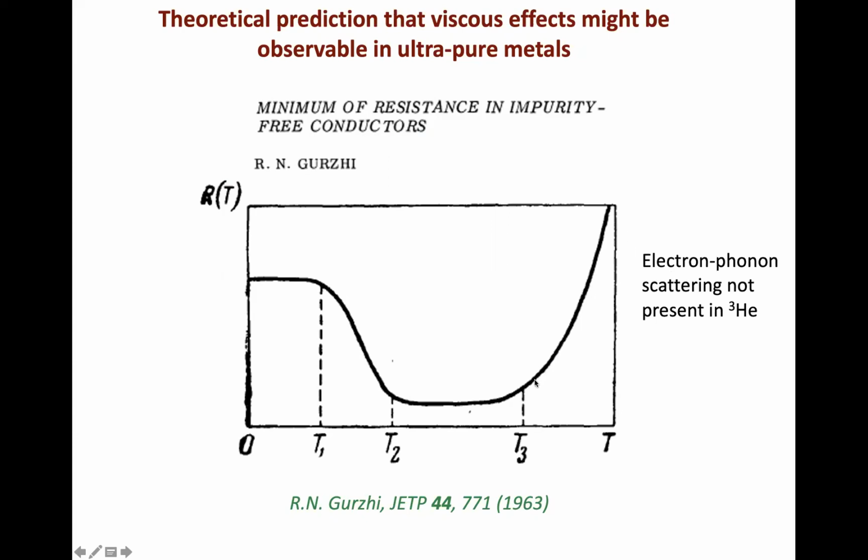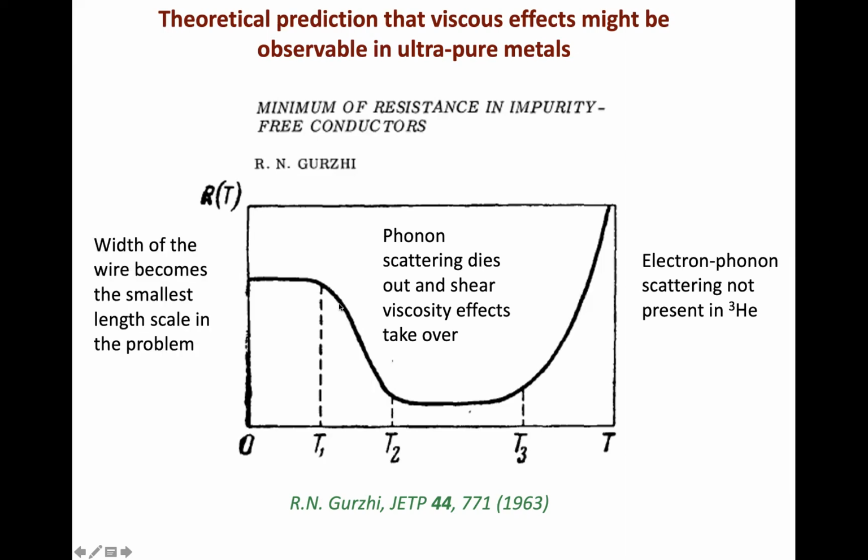So here you have the resistivity going down as the temperature decreases, which never happens with the viscosity in helium-3. And that's because you have momentum relaxing electron-phonon scattering, which isn't present in helium-3. Then you have a crossover region as the phonon scattering dies out. And then he predicted that shear viscosity effects might take over because of momentum conserving processes such as electron-electron scattering, but also in very special circumstances, some kind of electron-phonon scattering could allow the viscosity to take over, have the resistivity rising before it then flattened off as the width of the wire became the smallest length scale in the problem. So this predicted increase of the resistivity of a metal or a metallic wire as the temperature goes down is now known as the Gurzhi effect. And one of the goals of many experiments on electron hydrodynamics is to observe it.